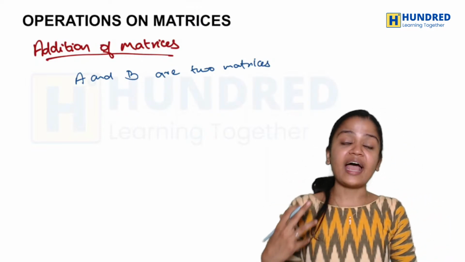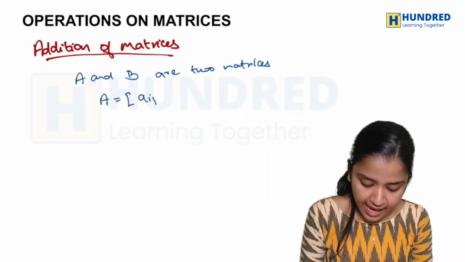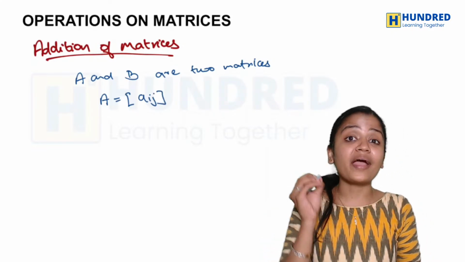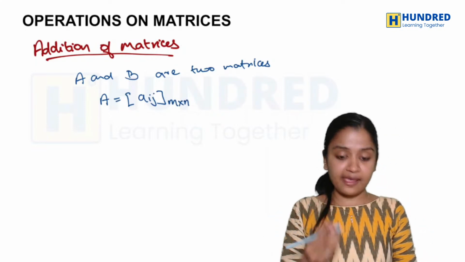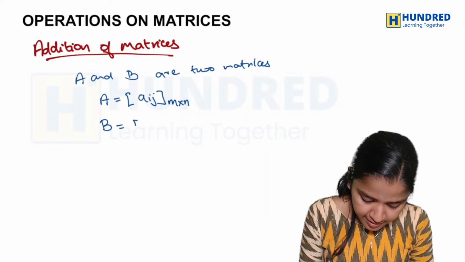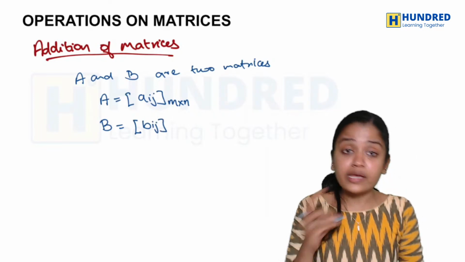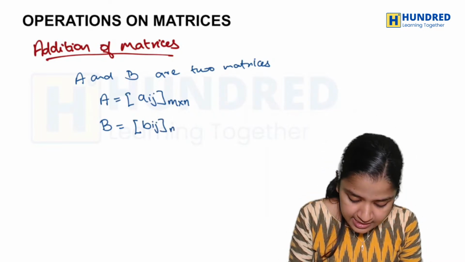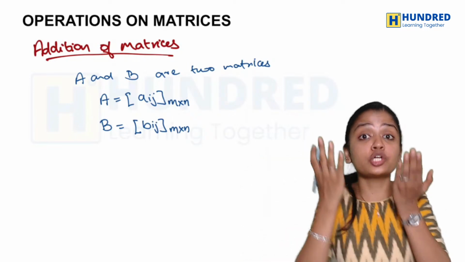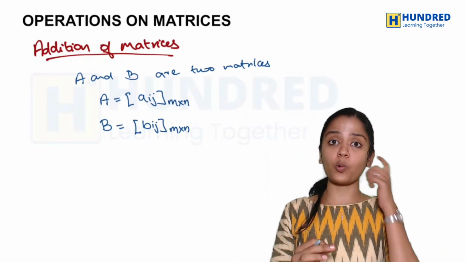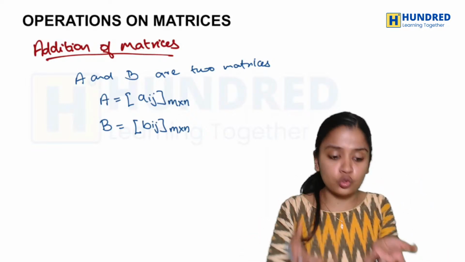Here I am adding them. I'm taking my A matrix as Aij, and the order as M cross N. In the same way, the B matrix I'll take as Bij, with order M cross N. So when you're adding two matrices, one main criterion you have to remember is the order. Your order should be the same for both matrices.